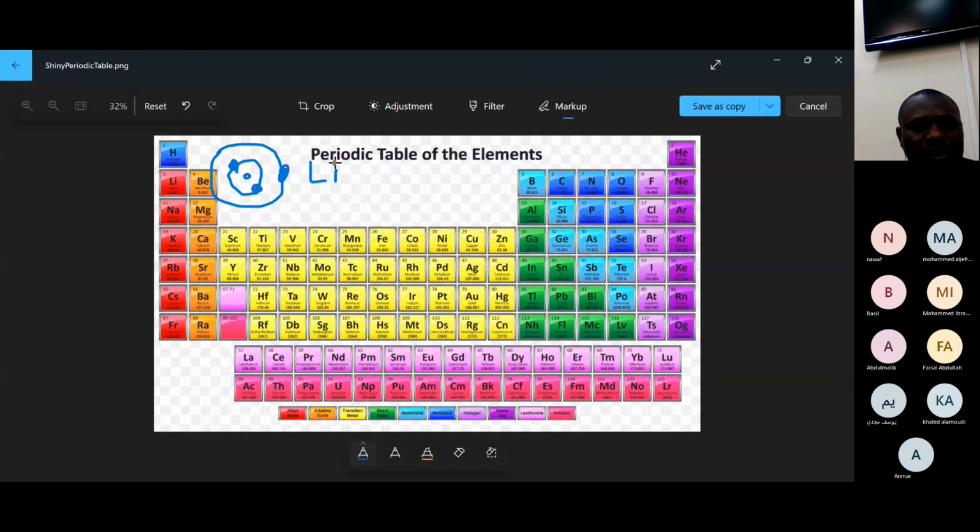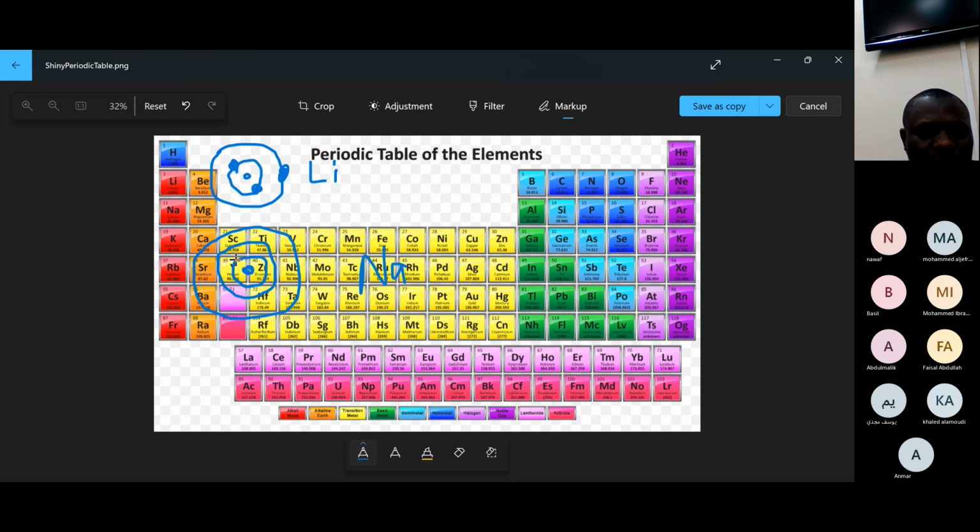This is lithium. It has 2 energy levels, okay? When you go down, this is sodium. This is the first energy level of sodium. The second energy level of sodium. And the third energy level of sodium, okay? So that is sodium.